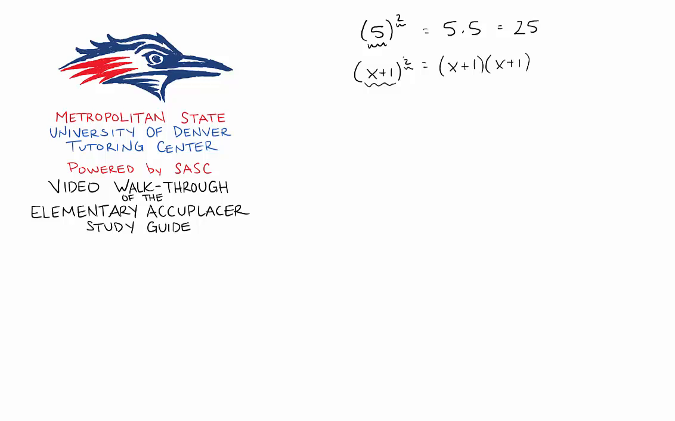So you can't just distribute this 2 to the x and say it's x squared and then distribute this here, and 1 squared is 1. So it's not x squared plus 1. If we FOIL this out, it would actually be x squared plus 2x plus 1, which is much different than just x squared plus 1. So it's important to realize that all we're doing is multiplying whatever's within the parentheses by itself, whatever number the exponent is.